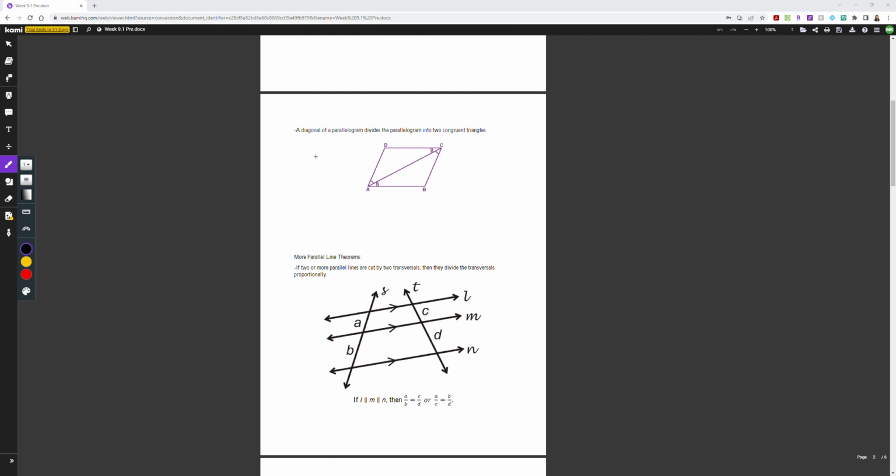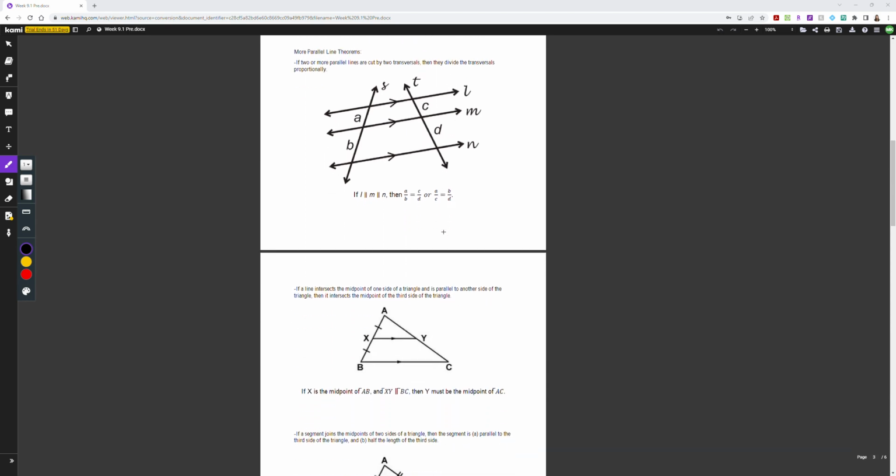Now on to our last property of a parallelogram: a diagonal of a parallelogram, so this thing, divides the parallelogram into two congruent triangles. You can see the diagonal splits the parallelogram, and so this is a triangle and this is a triangle. And they're both congruent, as you can tell, because of the ASA. So a diagonal of a parallelogram divides the parallelogram into two congruent triangles.